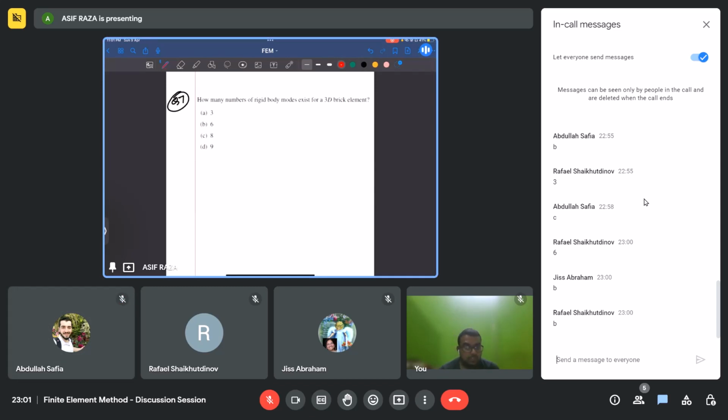Okay. So Rafael said option B. Yeah, so you guys are correct. The answer is option B. And what will be those rigid body modes? UX, UY, UZ, like constraint in the displacement in the X, Y, Z, and similarly theta.